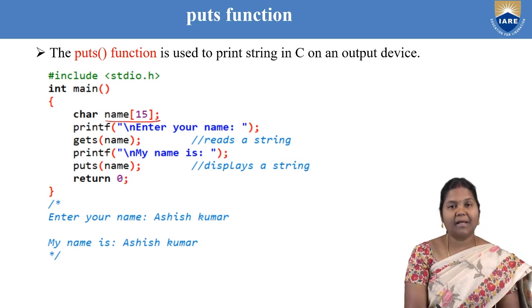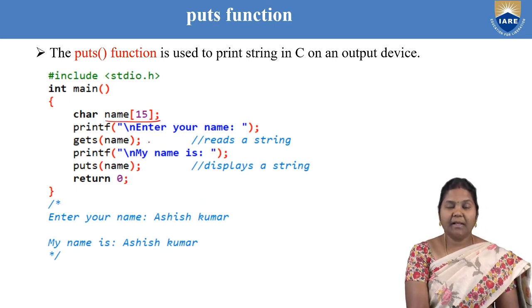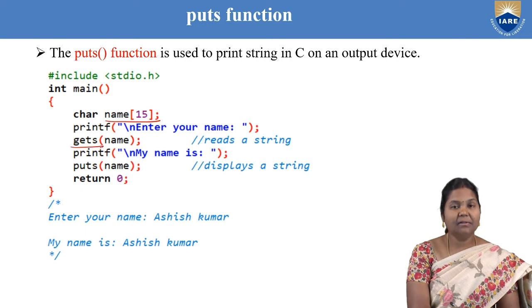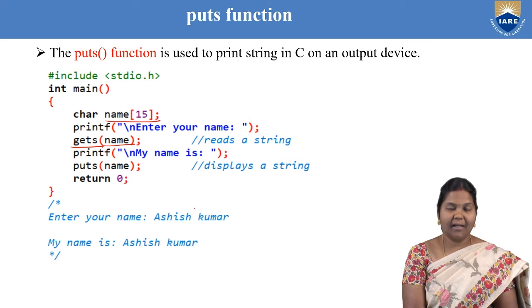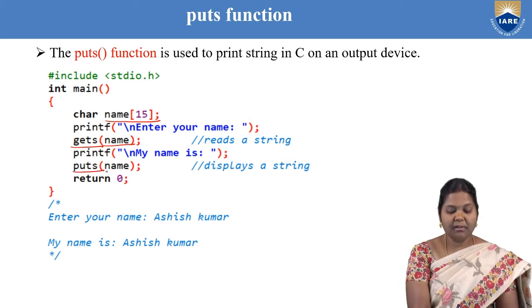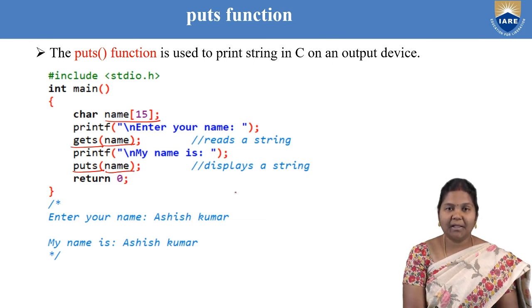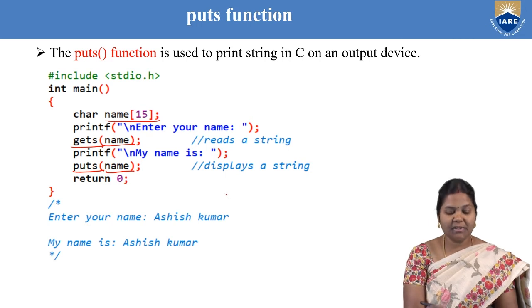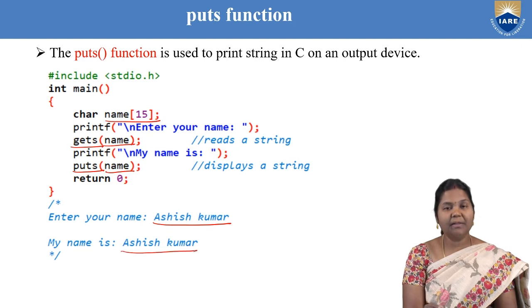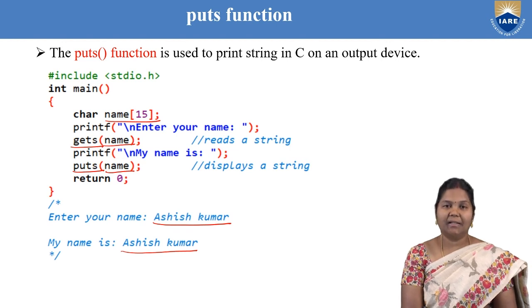For example, we have a character array. Now we are reading a name using the gets function. The gets function takes only one argument, that is the name of the array, and it stores the name into that array. And using the puts function, we can just provide the name of the array and the content of the array will be simply displayed onto the screen. So you can see here the input is Ashish Kumar and the output is also the same. Ashish Kumar will be the output. So this is the simplest way to use gets and puts functions to read and display a string.